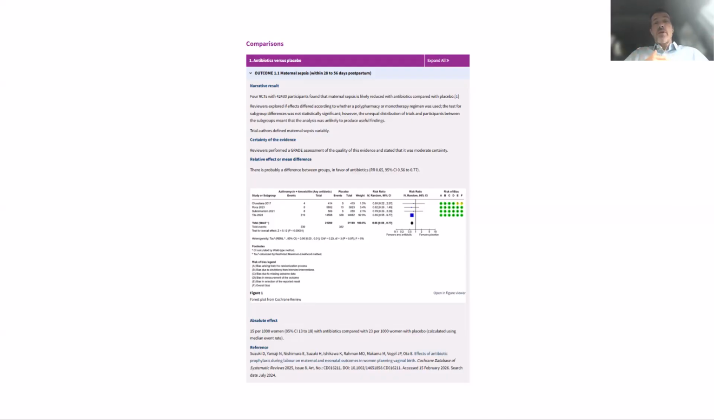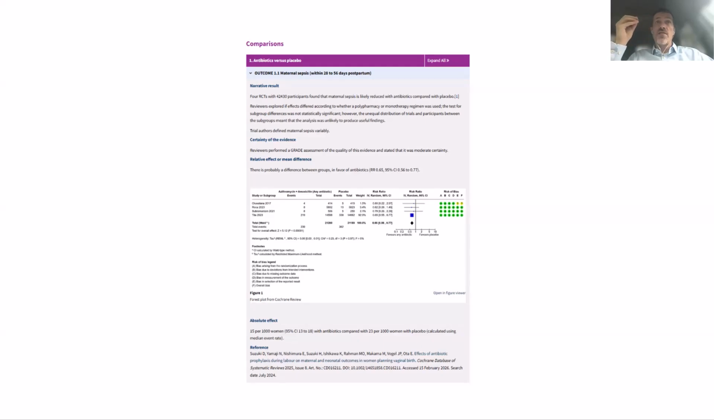That was the initial comparison that was studied. And you can look at outcome 1.1, and this is maternal sepsis. The way they qualified that was within 28 to 56 days postpartum, they were looking at the rates of maternal sepsis. And as you can see on the screen, there's a narrative result, so some quick sentences where they give more specifics about what the outcome was.